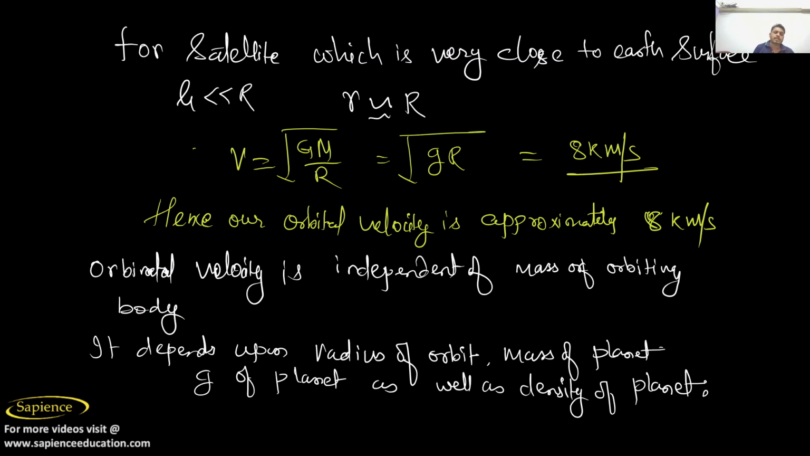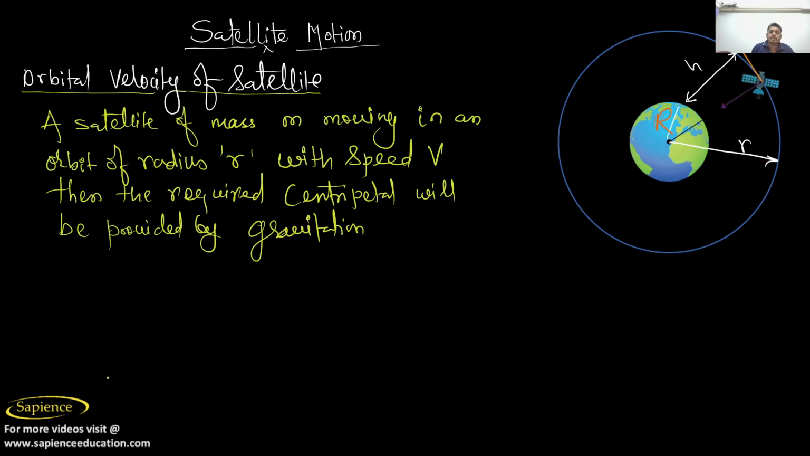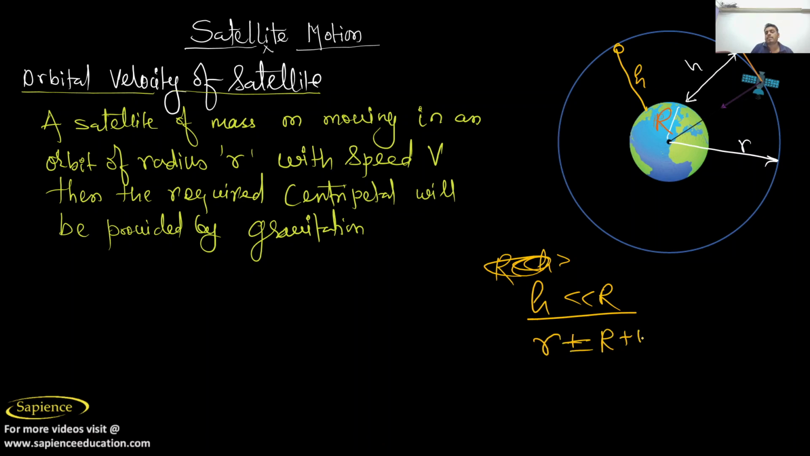Now for a satellite, let us conclude that for a satellite which is very close to the Earth's surface, see here, one situation may arise that a satellite is very near. So if it is near, can we write here that h, that is the height, is very, very small compared to r? We can write r is equal to capital R plus h, but if h is very small, can we ignore it and write small r is equal to capital R? So definitely we can write this. I hope you have understood.